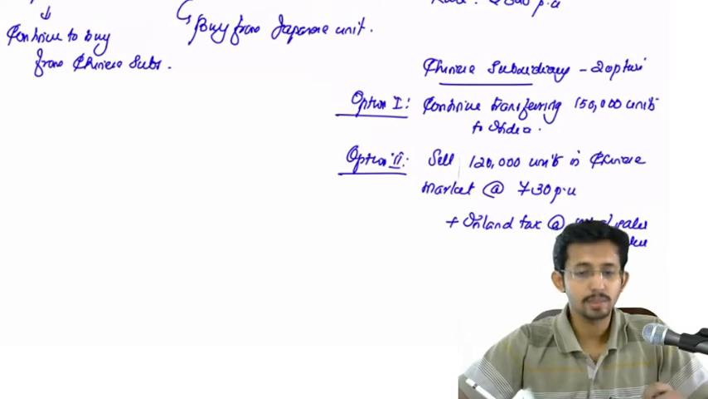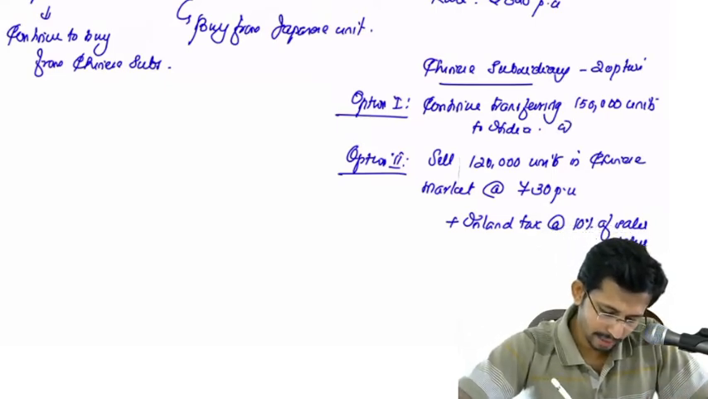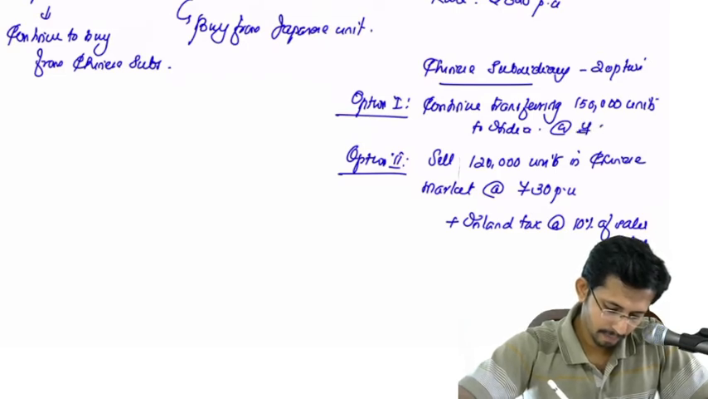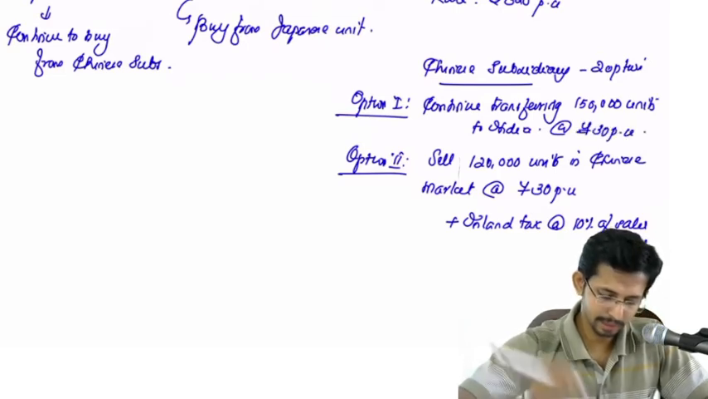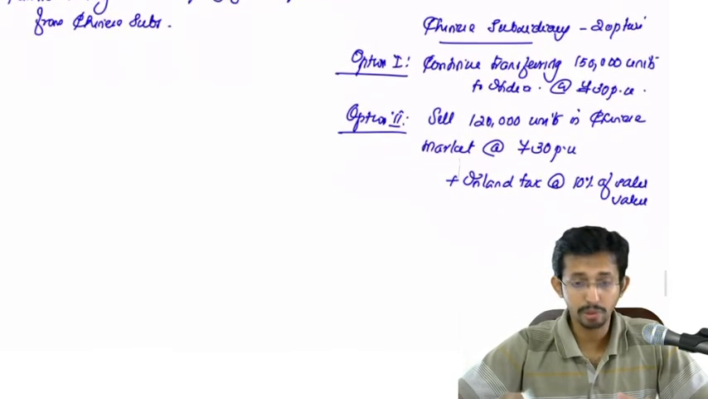of the sales value. Okay, so these are the two options. So here also it is transferred at rupees 30 per unit itself. Okay, so these are the two options that the Chinese subsidiary has.